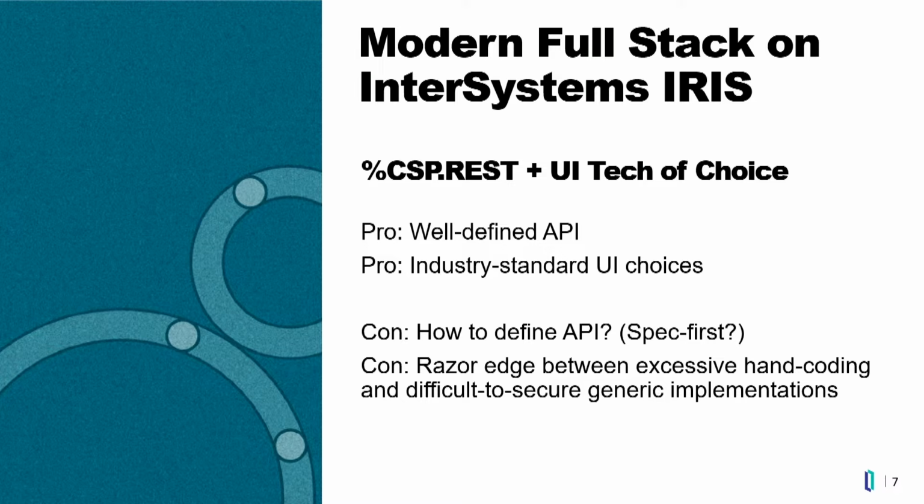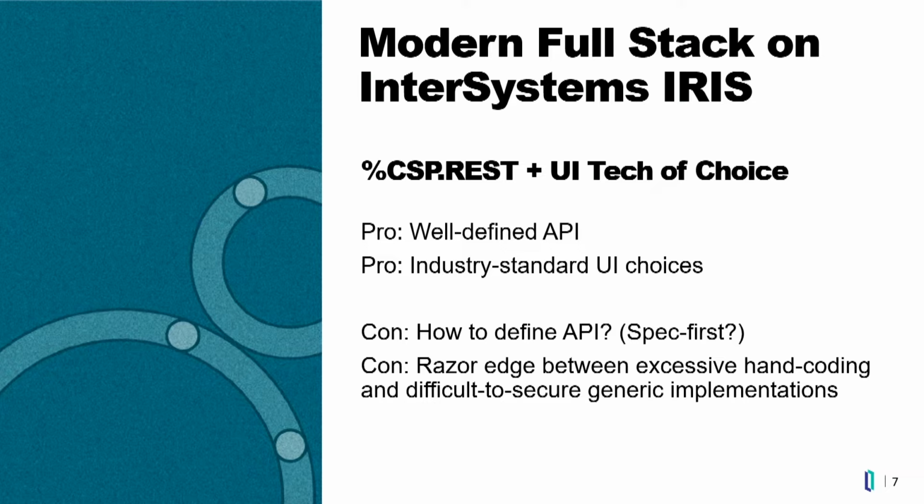So a few cons here. How do you define your API? Is it spec first, or you already have this maybe very large application built on Iris? So how do you build out an API? Do you do it all at once? Do you bite off little pieces at a time?